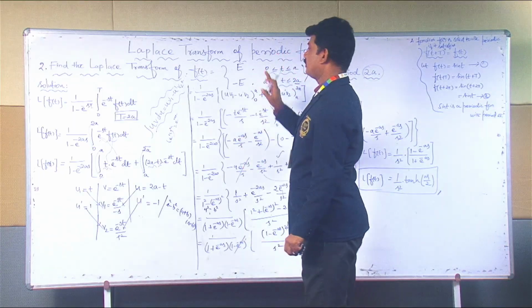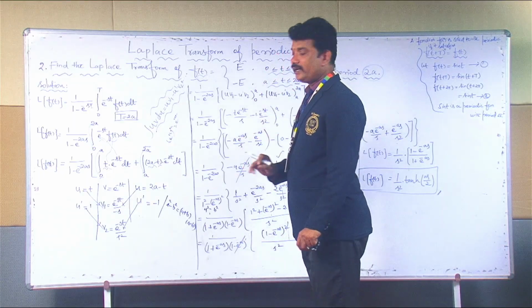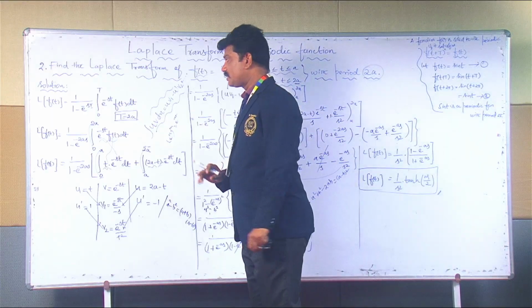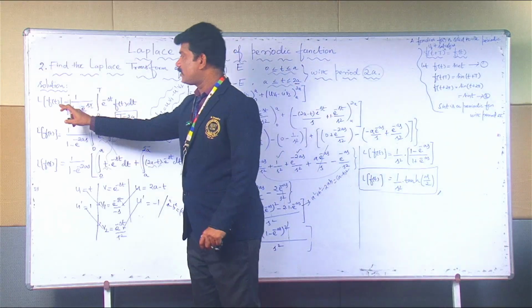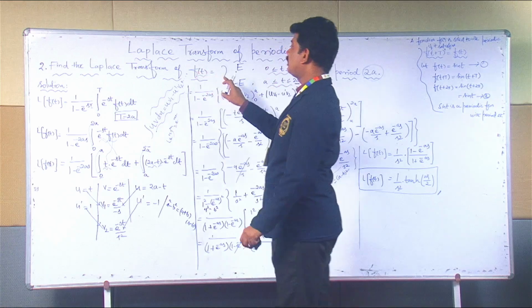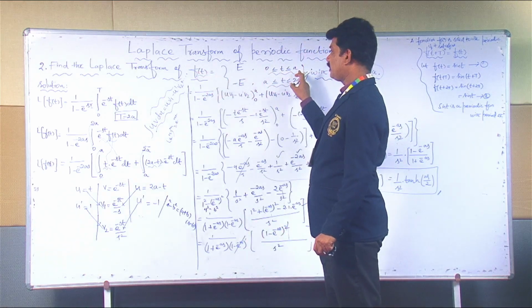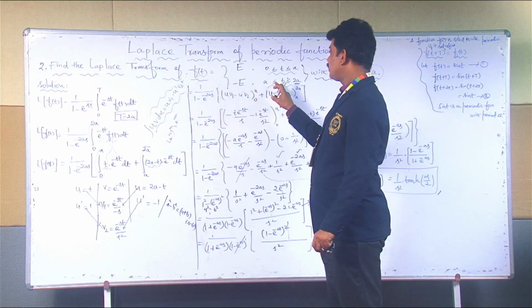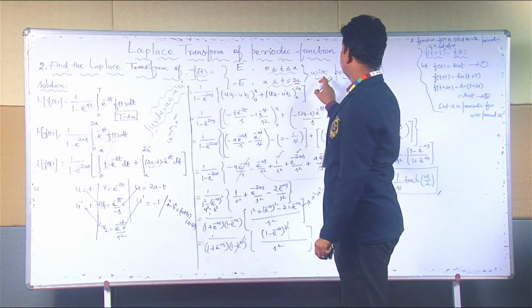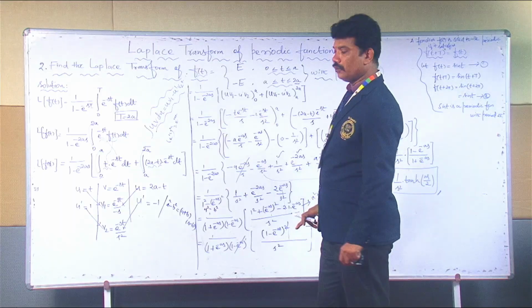How are we going to solve this problem? Look at this, right? Same procedure. We can apply the same procedure. What is the formula? Same formula. So find the Laplace transform of f of t equal to E, 0 less than or equal to t less than or equal to a, minus E, a less than or equal to t less than or equal to 2a, with the period 2a, right?